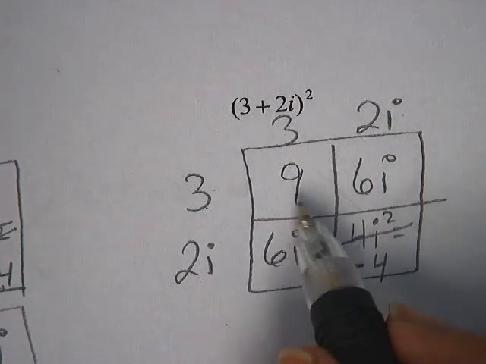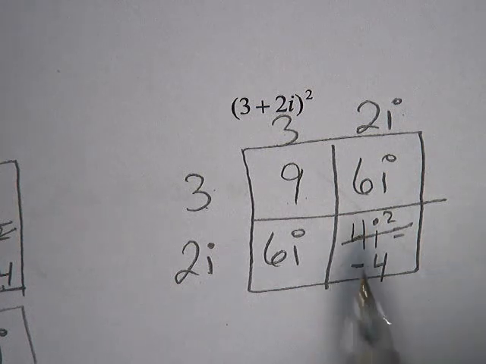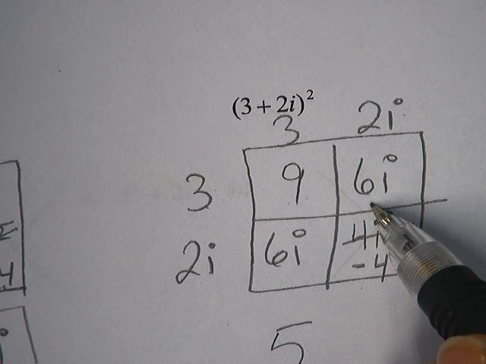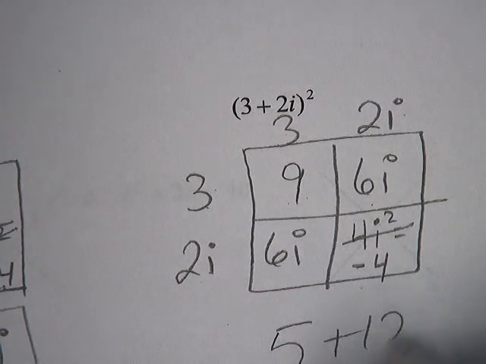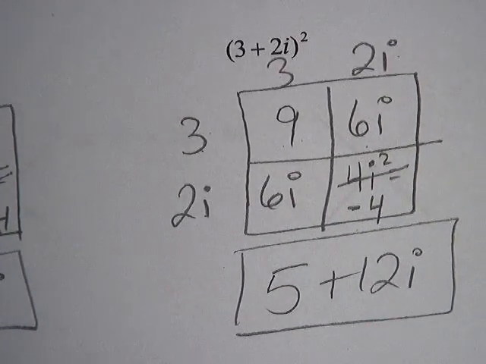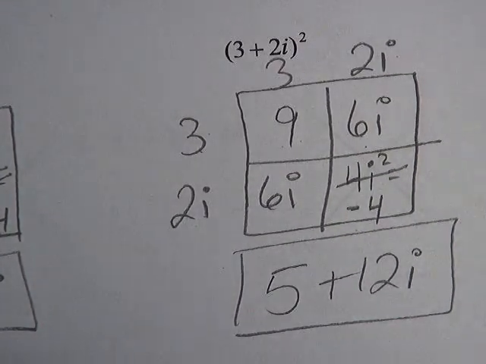So we put our answer together by adding together the real parts. So 9 plus a negative 4 is 5. 6i plus 6i is 12i. So our answer to this one is 5 plus 12i. Okay, hopefully this helps.